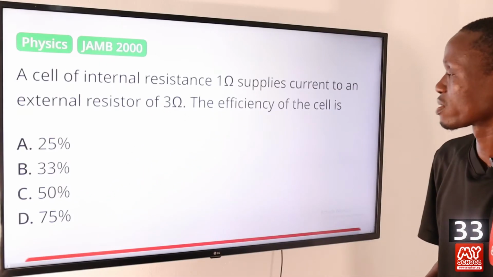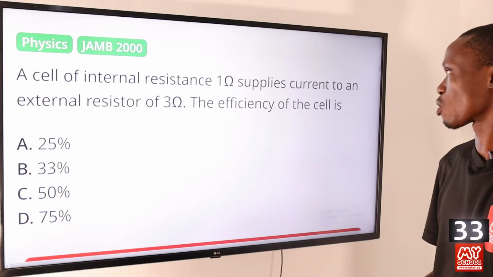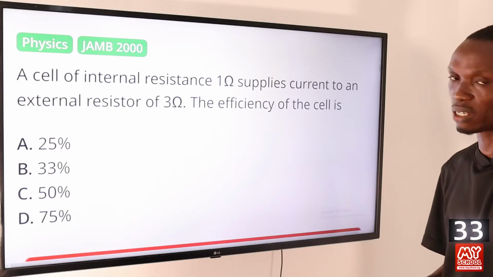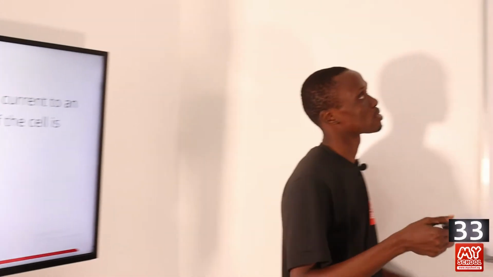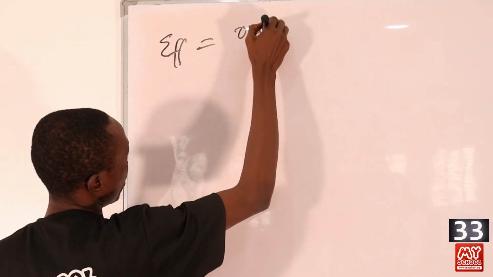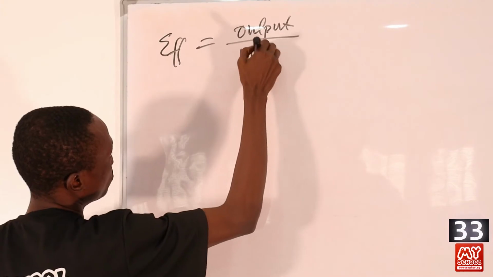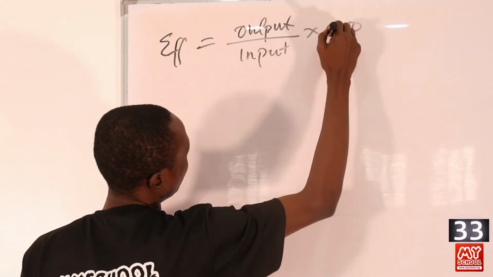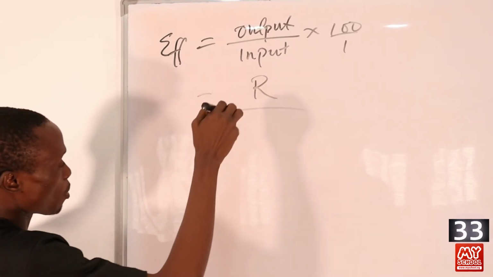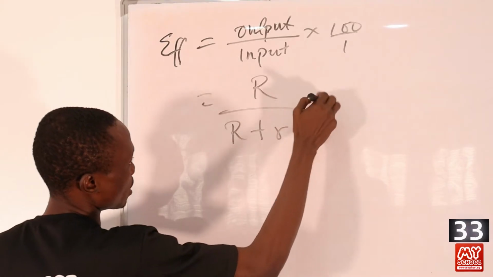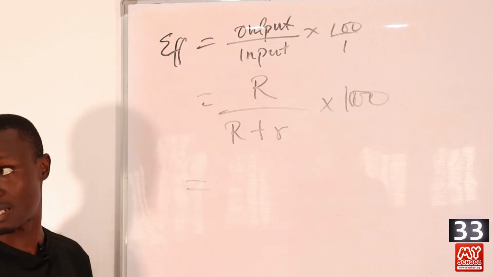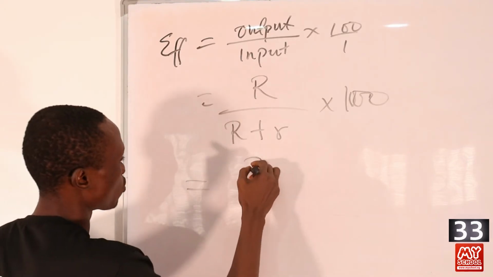Question 33. A cell of internal resistance 1 ohm supplies current to an external resistor of 3 ohms. The efficiency of the cell is, so let's return back to the board to provide answer to this question. So we know that efficiency is equal to power output all over power input times 100 over 1, or times 100%. So in this case, our power output is equal to R, while our power input is R plus small r times 100. Here R stands for external resistor.